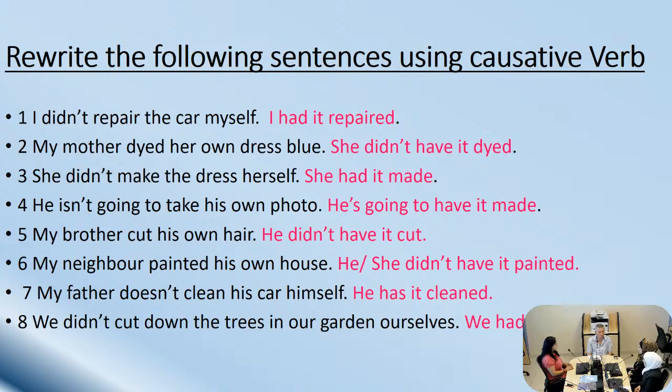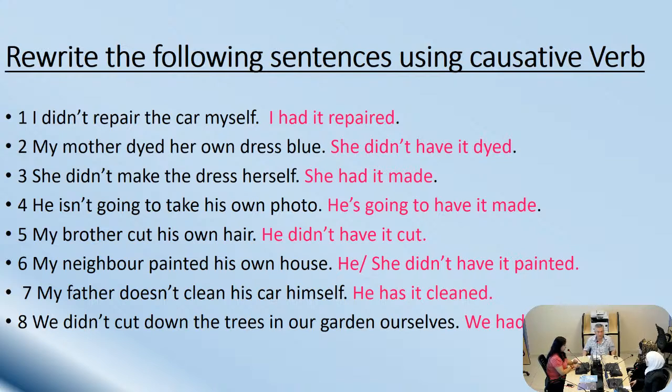So what you're doing here is keeping the same tense and the same auxiliary. If the sentence is positive, we use have in the negative. If it is negative, we use have in the positive. Five: my brother cut his own hair. He didn't have it cut. Six: my neighbor painted his own house. He or she didn't have it painted.